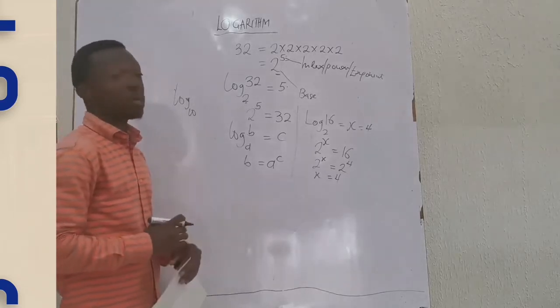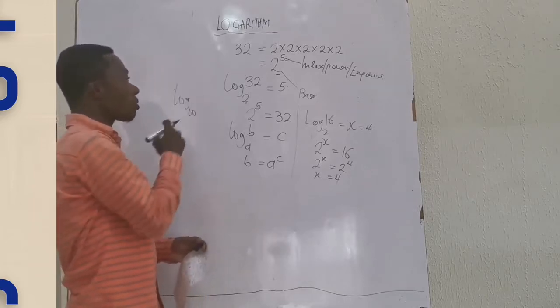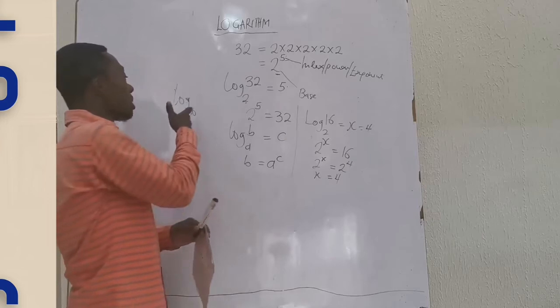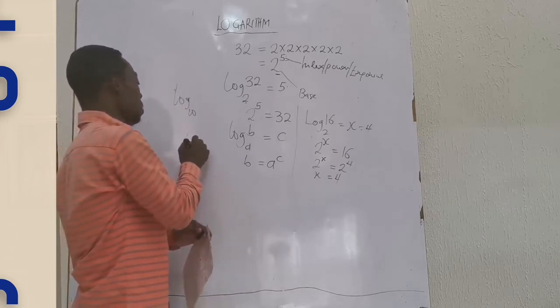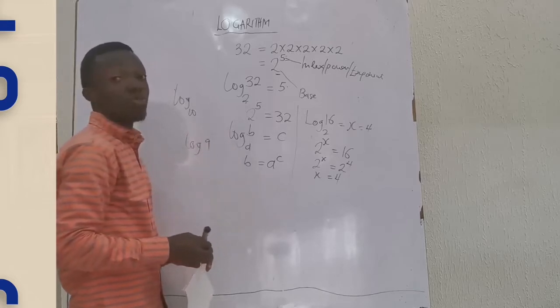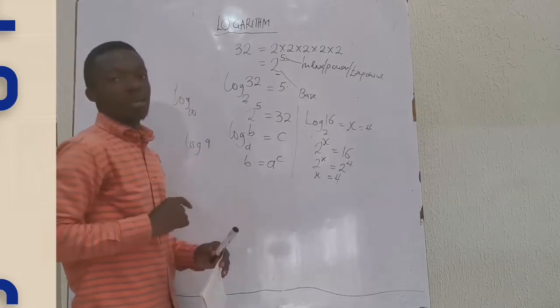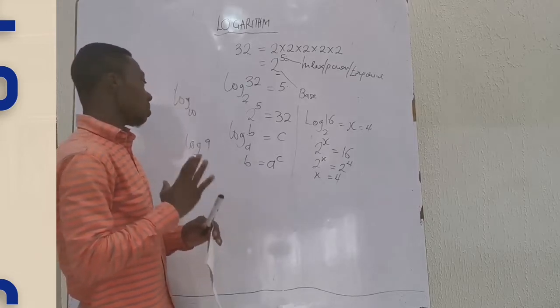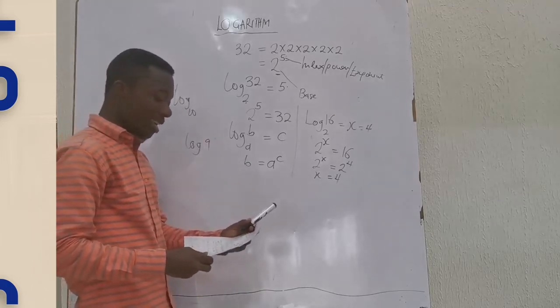So that is the whole concept about logarithm. For logarithm, if the base is not provided, let's say we have log 9 and the base is not provided, the assumption here is that the base is 10. I hope that is clear. That is the whole concept that we need to understand when it comes to logarithm.